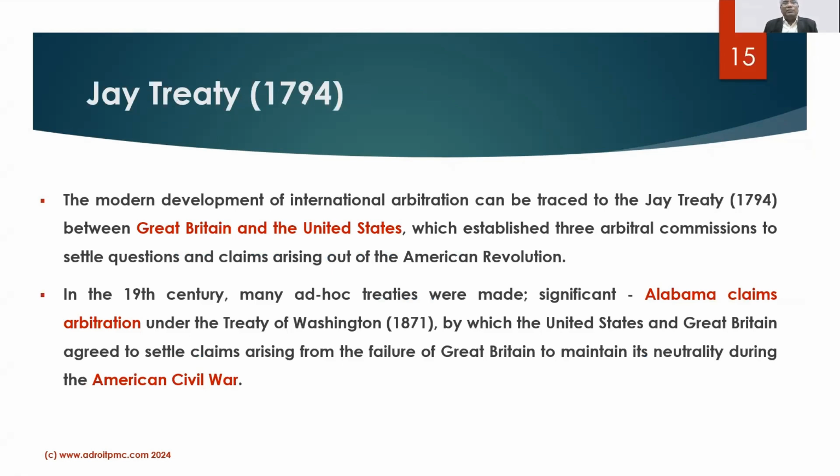And then in the 19th century, there were many ad hoc treaties made. Significantly, the Alabama claims arbitration under the Treaty of Washington in the year 1871. With that treaty, the United States and Great Britain agreed to settle claims arising from the failure of the UK to maintain its neutrality during the American Civil War. So that is how it has evolved.